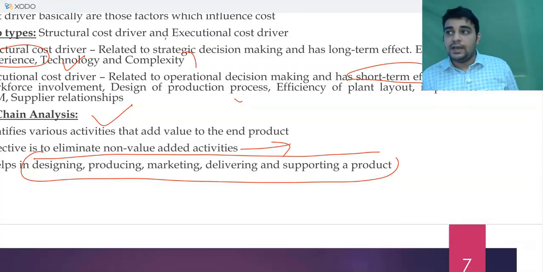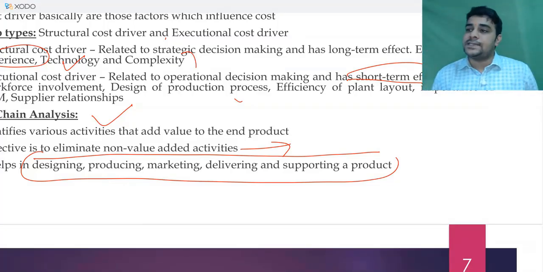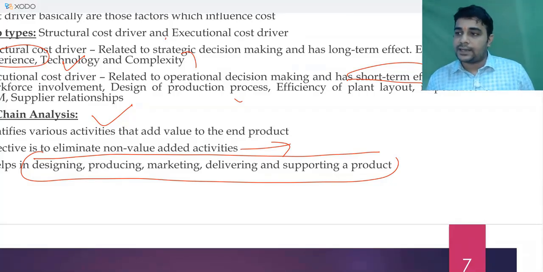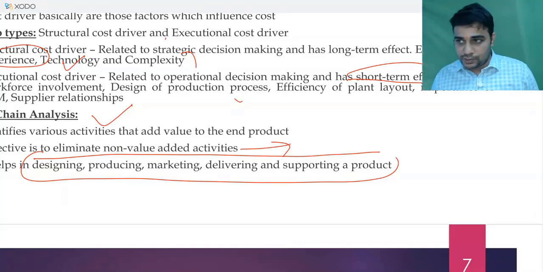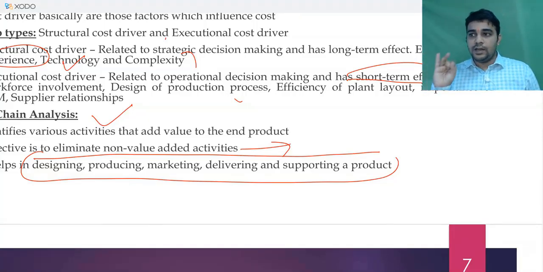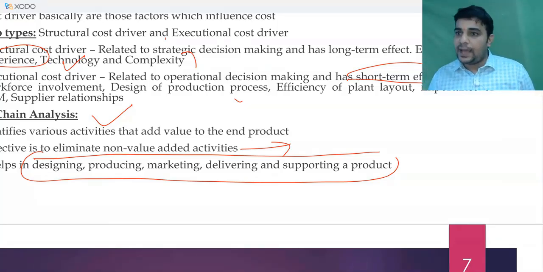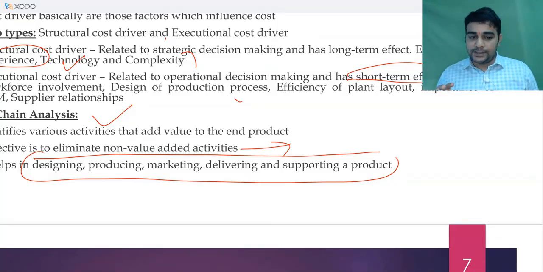In order to do all these 5 activities in a smooth manner, I need employees, which is human resource. What else? You need a good infrastructure, then technology is needed, and procurement of the product needs to happen.